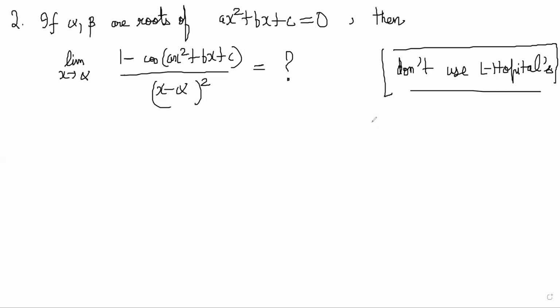Anybody getting any ideas? Make use of the fact that the quadratic ax square plus bx plus c can be written as a into (x minus alpha)(x minus beta), because alpha and beta are the roots.